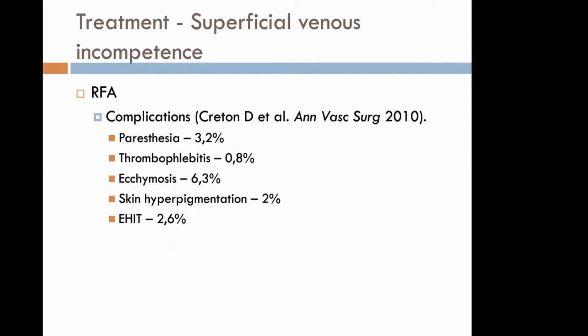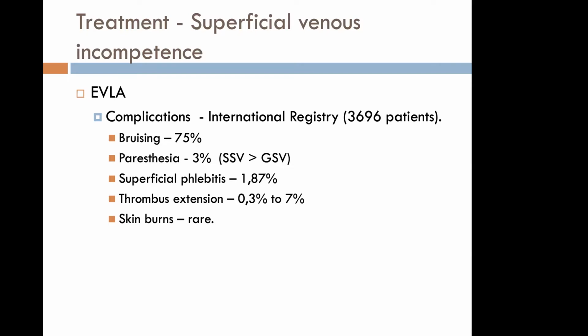Now, the complications of these, fortunately, are non-significant most of the time, and they're self-limiting. And the last one, EHIT. EHIT stands for endovenous heat-induced thrombosis. It's essentially a DVT because of these modalities. Fortunately, it's very rare, and really in our practice, we've not seen this, but it is something that we are aware of. Can move on. Now, endovenous laser ablation, the complications are very much similar to those of radiofrequency ablation. You can move on.